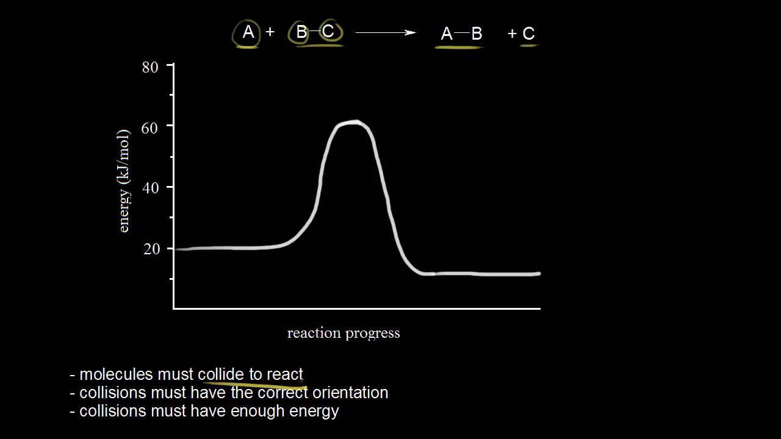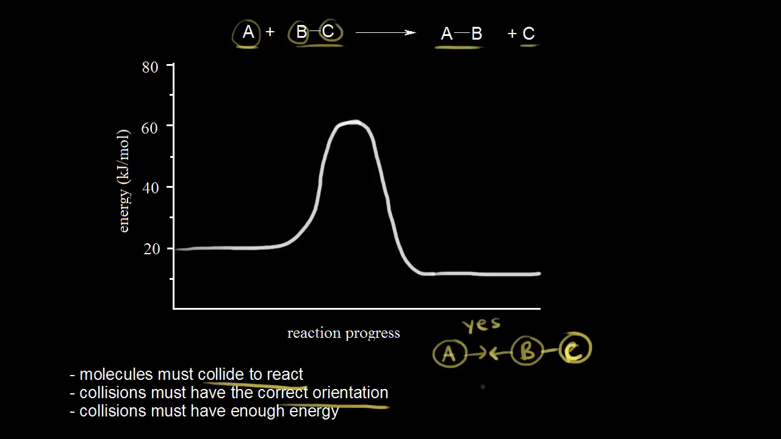Next, the collisions must have the correct orientation in space to be an effective collision. For example, let's say for this reaction we have our molecule BC. Our molecule BC approaches A in this orientation. And since we're forming a bond between A and B, let's say this is the proper orientation. So this is the way our collision has to occur in order for the reaction to occur.